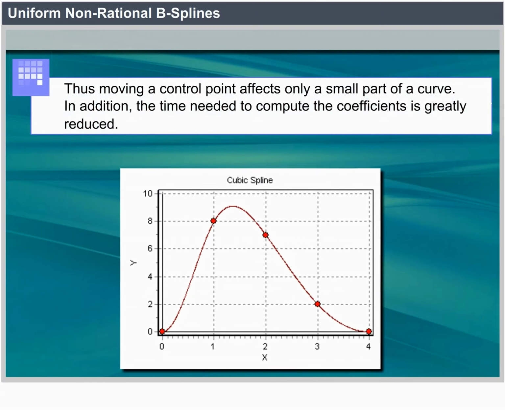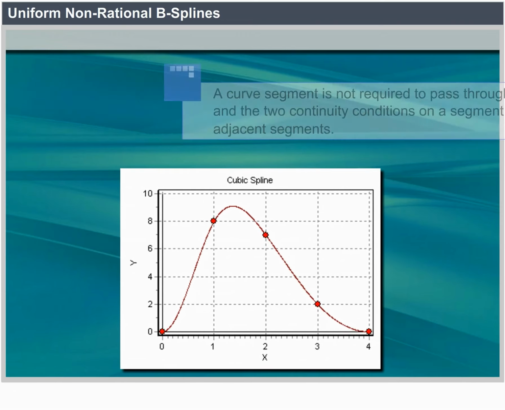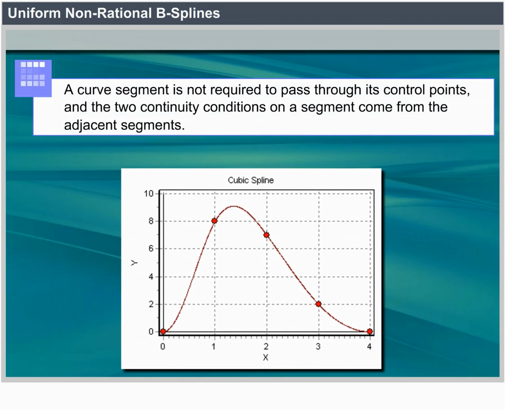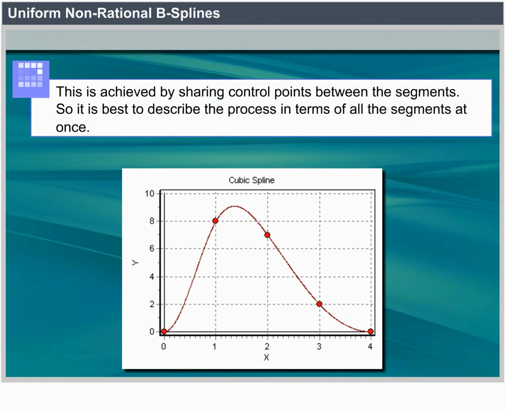B-splines have the same continuity as natural splines, but do not interpolate their control points. A curve segment need not pass through its control points, and the two continuity conditions on a segment come from the adjacent segments. This is achieved by sharing control points between segments, so it is best to describe the process in terms of all the segments at once.